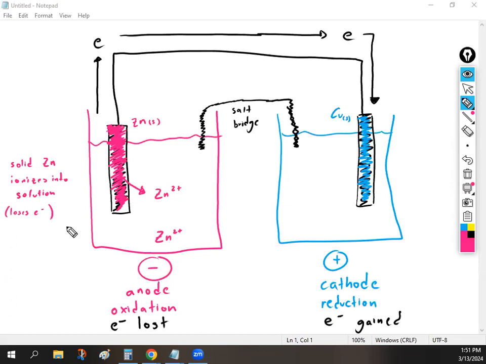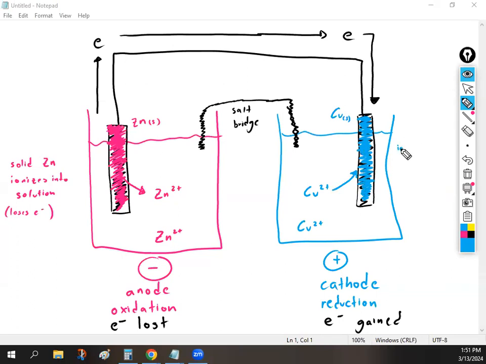All right, make sense? At the anode, the solid turns into aqueous ions. Now, as the electrons move from the wire to the cathode, the solid copper right here is going to get electrons, right? And so there's going to be copper ions in the solution. And what's going to happen is the reverse. The ionic copper is going to solidify into the solid copper.